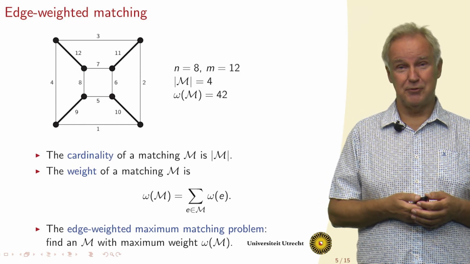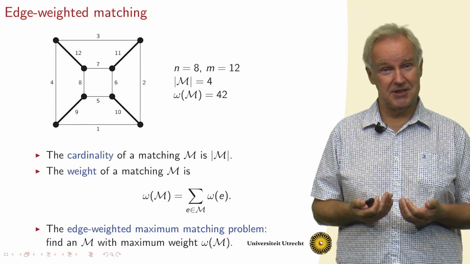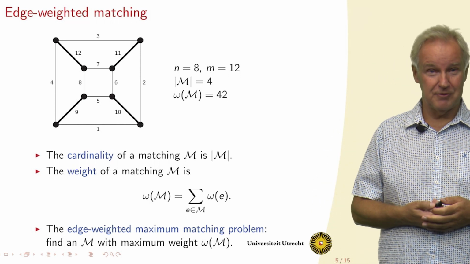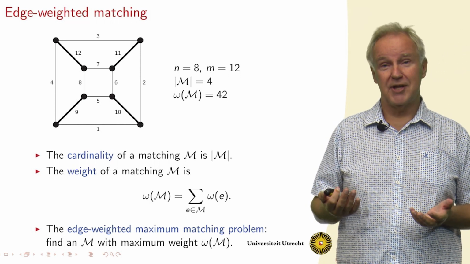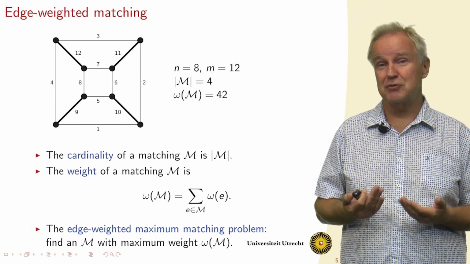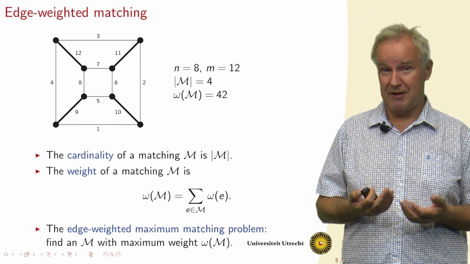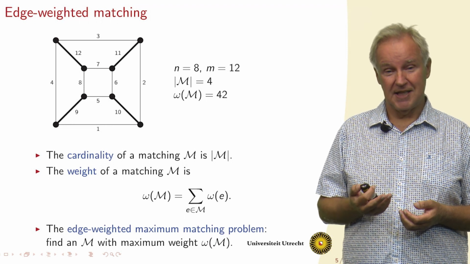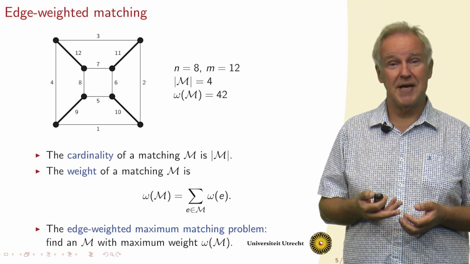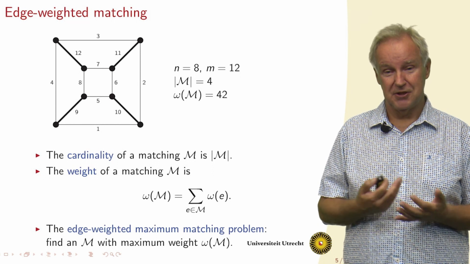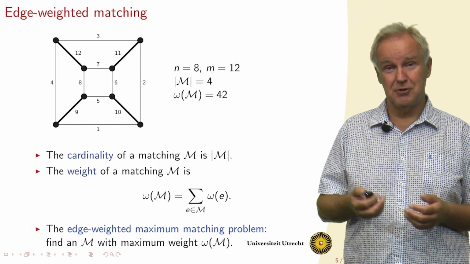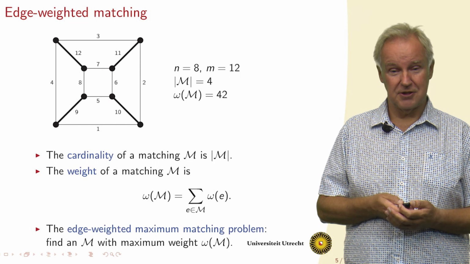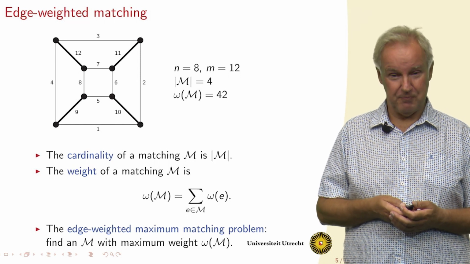And if the answer is 42, you don't need an explanation. But if you want a proof, it's very simple. With 8 vertices, we can have at most 4 pairs. We do have 4 pairs here. And the pairs are the heaviest ones among the 12 edges. So 42 is indeed the answer to the maximum matching problem.